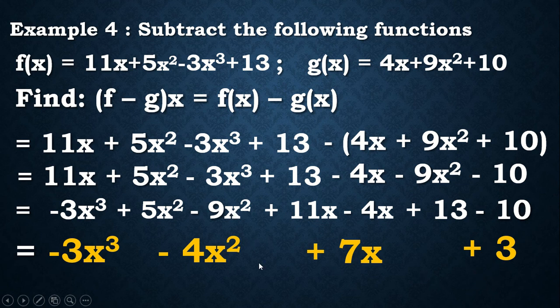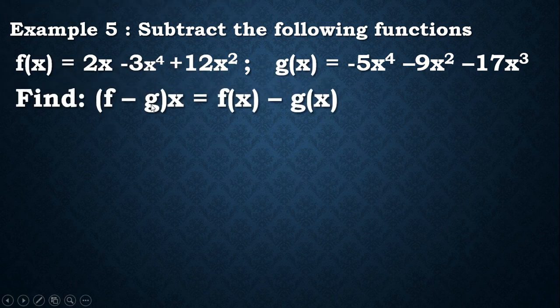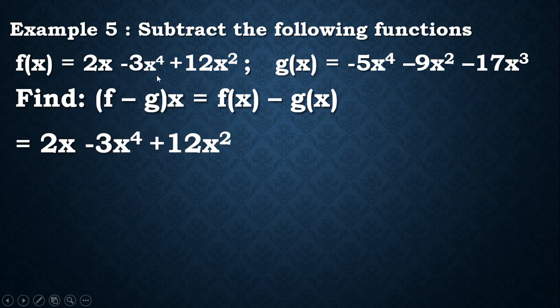Let's proceed to our example number 5. F of x is 2x minus 3x to the fourth plus 12x squared. G of x is equal to negative 5x to the fourth minus 9x squared minus 17x cubed. Still, we are finding f minus g of x, which is equal to f of x minus g of x. The first thing we have to do is copy f of x, which is 2x minus 3x to the fourth plus 12x squared, and then write the operation in between f of x and g of x.